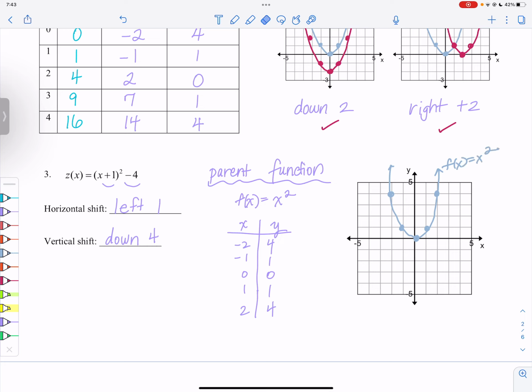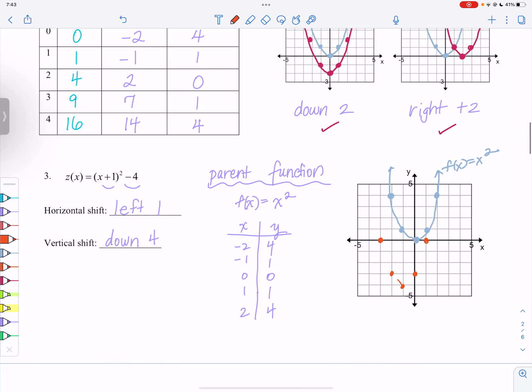And now with each one of these points, we're going to go to the left 1 and then down 4. So left 1 and then down 4. And then left 1 and down 4. And so forth. And you can see that right here. You can see that symmetry. And that is just brought around like that.